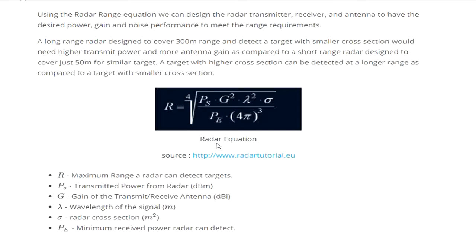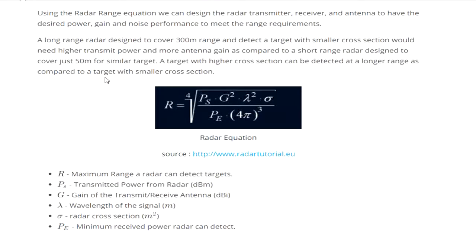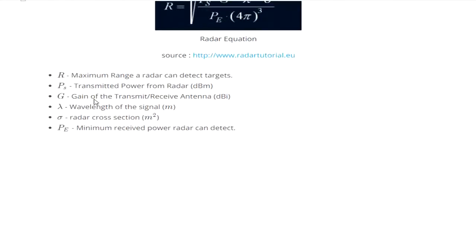Okay, a long range radar designed to cover 300 meters range and detect targets with smaller cross-section would need a higher transmitting power and more antenna gain as compared to a short-range radar designed to cover, say, 50 meters with similar targets. So a target with a high cross-section can be detected at longer range as compared to a target with a smaller cross-section.